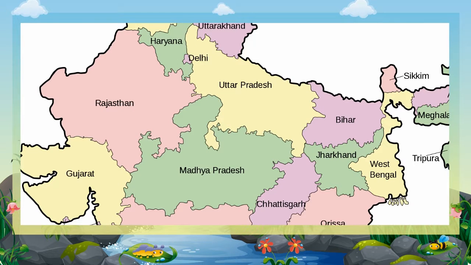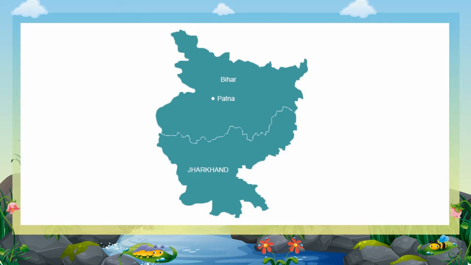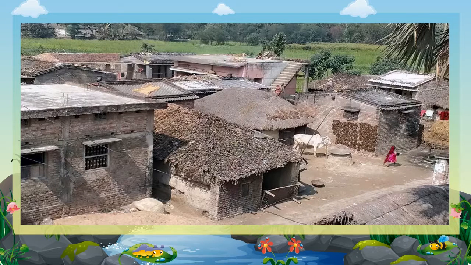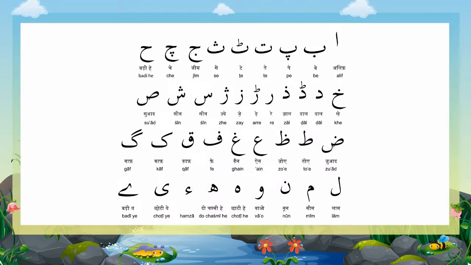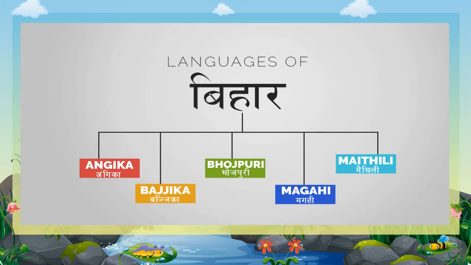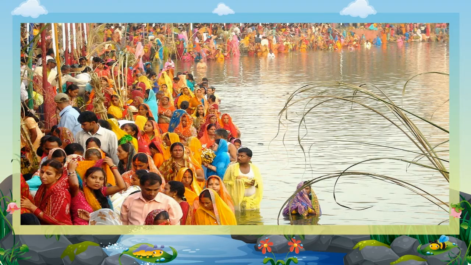Bihar. Bihar is to the east of Uttar Pradesh. Its capital is Patna. About 85% of the population of the state lives in villages. Hindi and Urdu are the official languages of the state, whilst the majority of people speak one of the Bihari languages: Angika, Bhojpuri, Magadhi, Maithili and Bajjika. Chhath is a very important festival of Bihar.